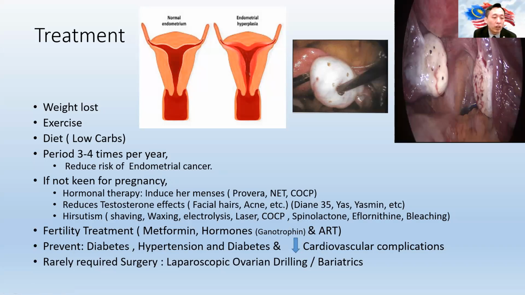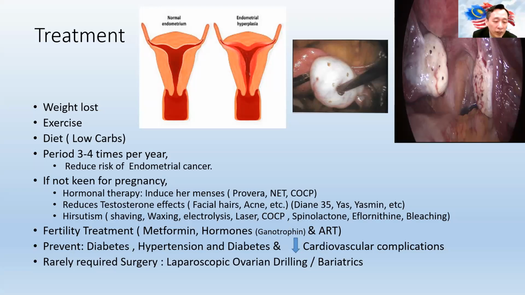COCP, norethisterone. You can also give COCP to reduce the testosterone effect on facial hair, hirsutism, acne. You can start Diane, Yaz, Yasmin, and so on. All right, for hirsutism, you can do shaving, waxing, electrolysis, laser, spironolactone, even bleaching.